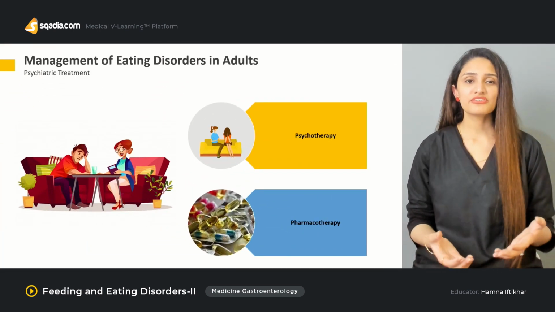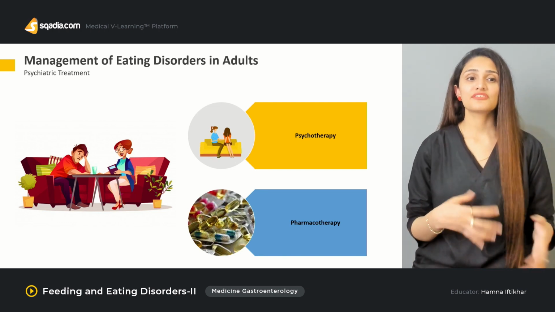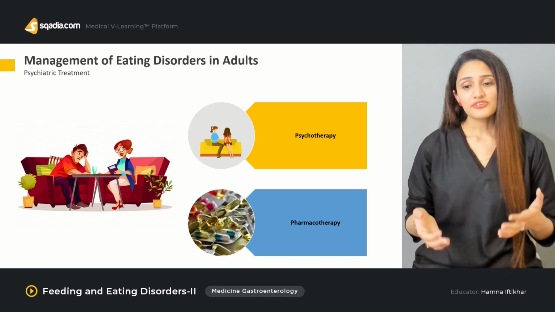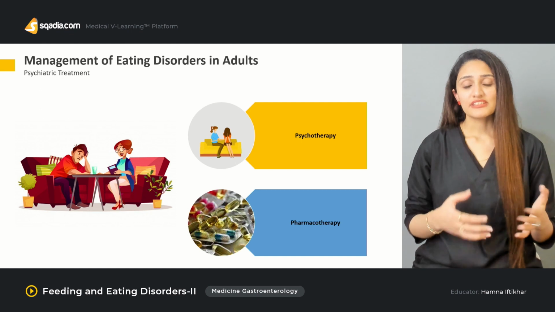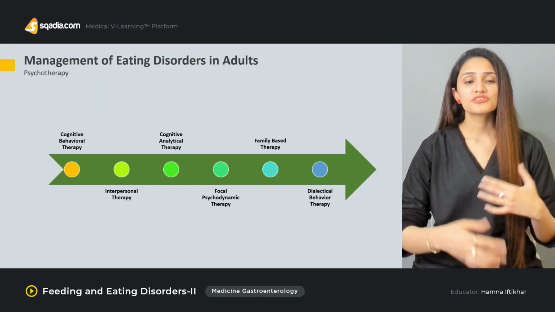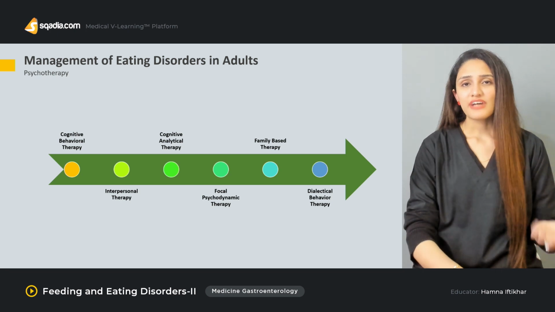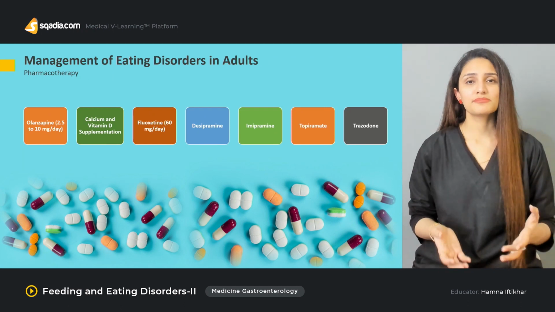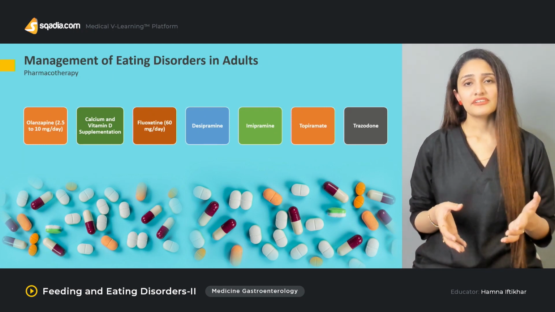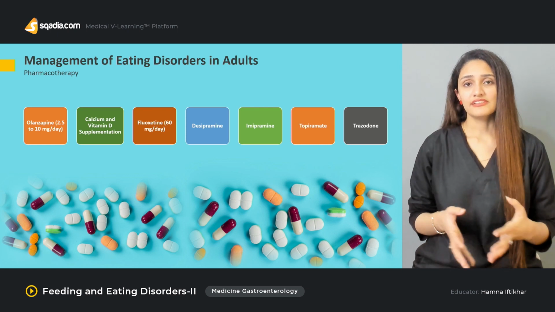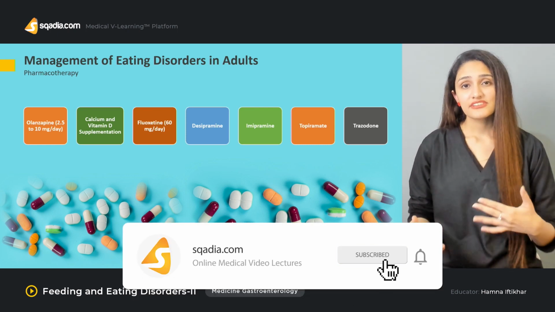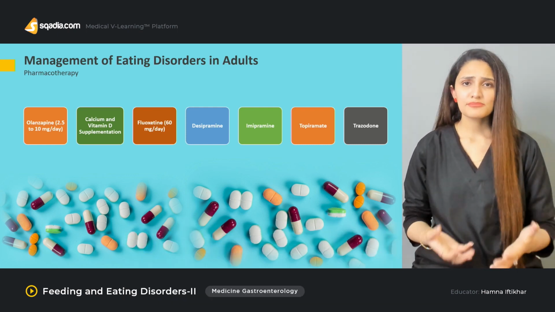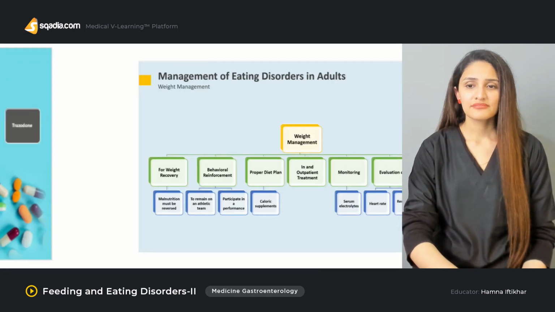And then we'll be talking about the management of eating disorders on the basis of psychiatric treatment. So there's a list of psychiatric treatment, that is psychotherapy and pharmacotherapy. The psychotherapy list includes CBT, IPT, and family-based therapy. We'll be talking about that in detail. And then the pharmacotherapy: what are the drugs that are involved in treating these patients with the mental illness? What are the psychological drugs that are offered to these patients, and what are the outcomes? We'll be talking about it in much detail.